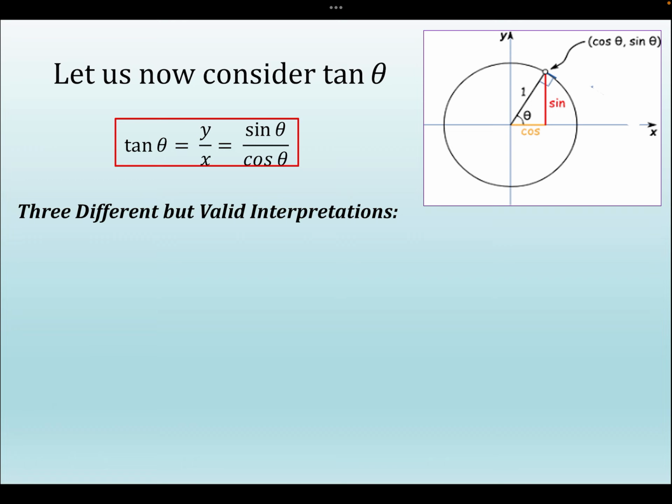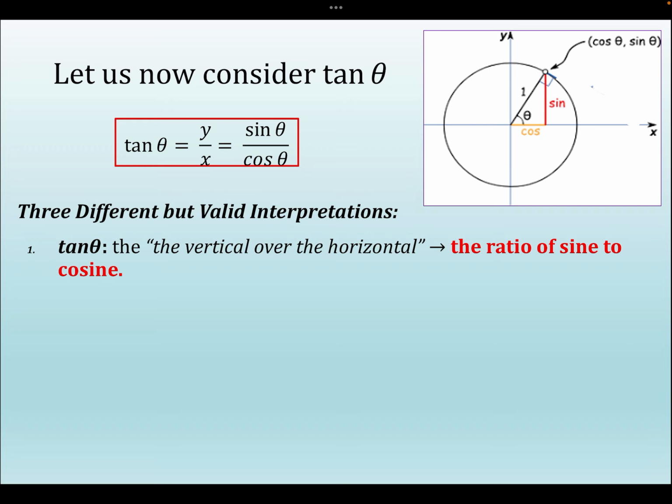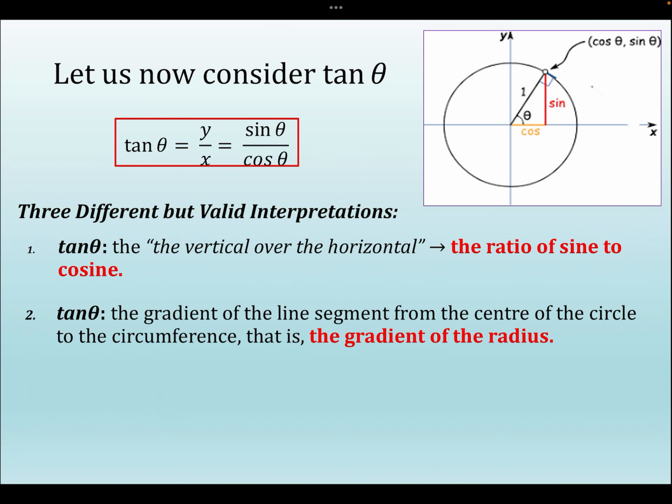Now, we need to think about the interpretation. Number 1, tan theta is the vertical over the horizontal. And this is actually the ratio of sine to cos. X is cos theta, y is sine theta. Right?